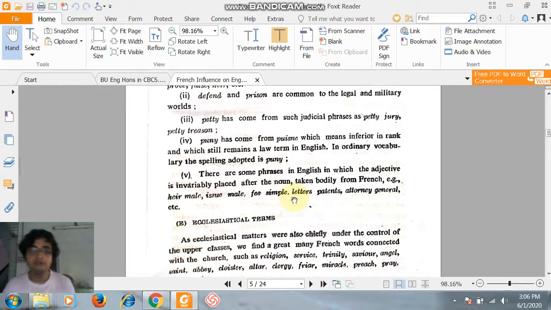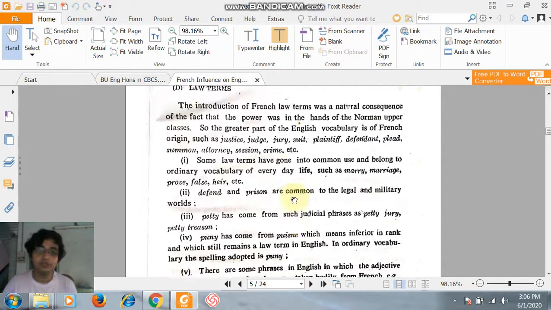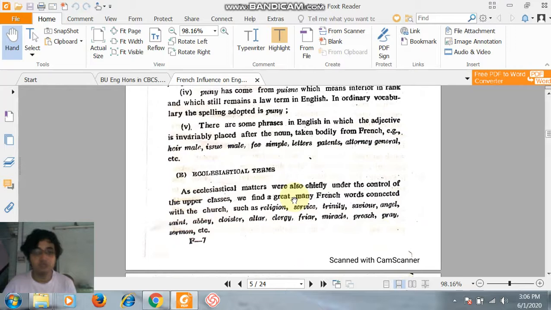Now, there are some phrases in English in which the adjective is invariably placed after the noun, taken bodily from the French, as for example heir male, issue, letters patent, attorney general, etc. These words have also been borrowed from French.